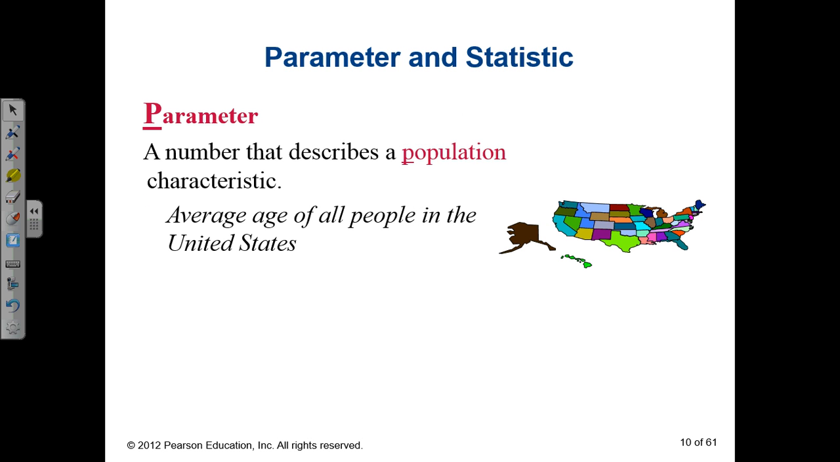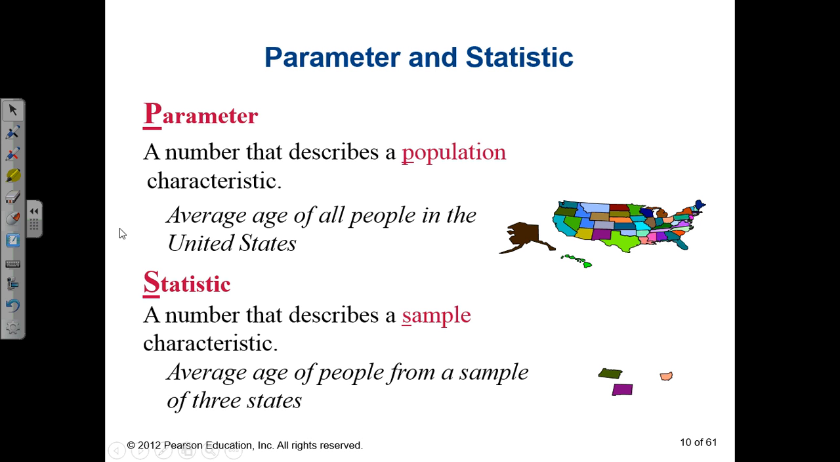A parameter is a number that describes a population characteristic, the average age of all people in the United States, versus a statistic, which is a number that describes a sample characteristic, the average age of people from a sample of 3 states. Notice the parameter is the value that we're interested in from the population. The statistic is the value that came from the sample.